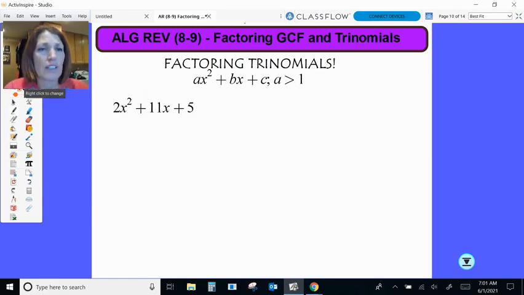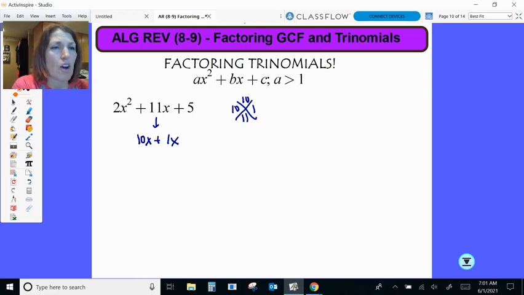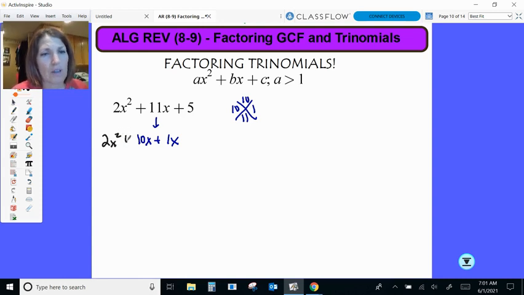Right here, we take 2 times 5, which is 10. Factors of 10 that add up to that 11 are 10 and 1. So we're going to take this 11 and make it 10x plus 1x. We leave this as 2x squared plus 10x plus 1x plus 5. Now it's like 4 terms.